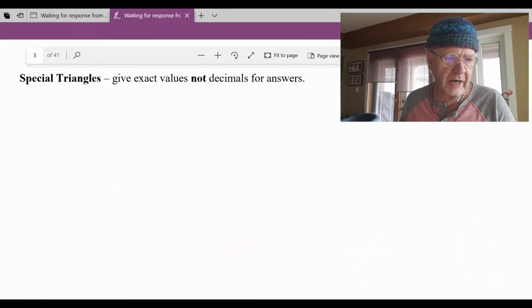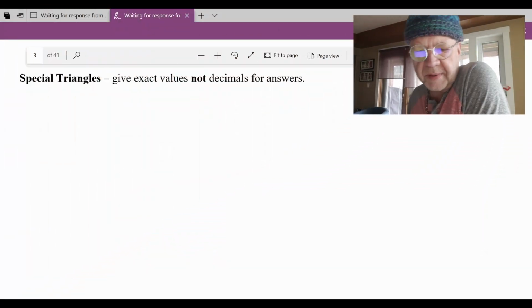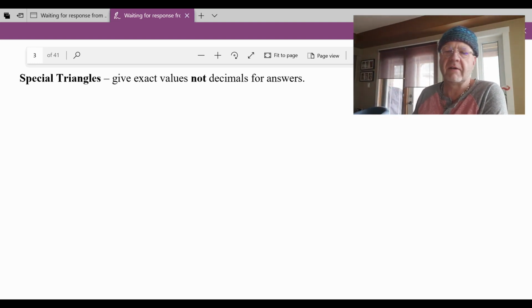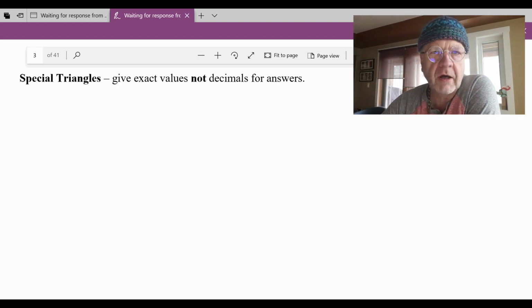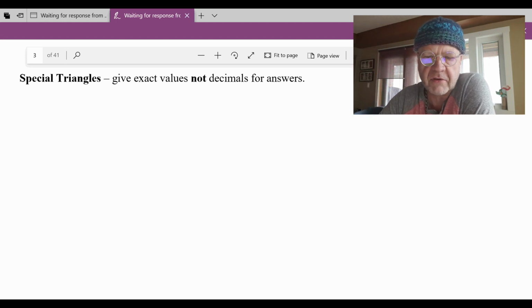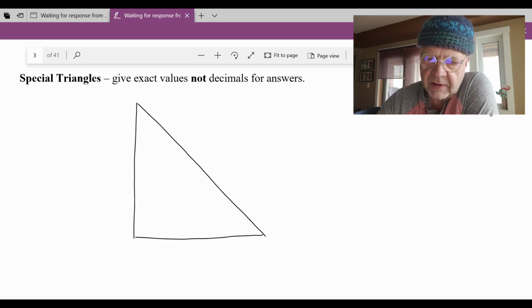We're on page 229, where it talks about special triangles. And what I want to do very quickly is draw the two special triangles so that we can derive the information we need for sine, cosine, and tangent of 30 degrees, 60 degrees, and 45 degrees. So let's do that right now.